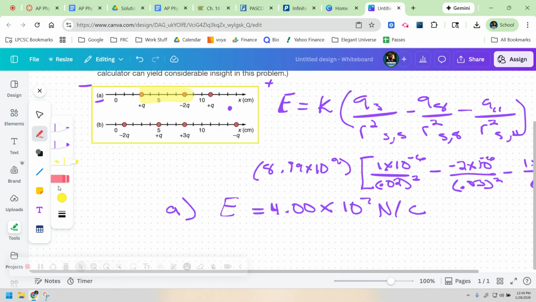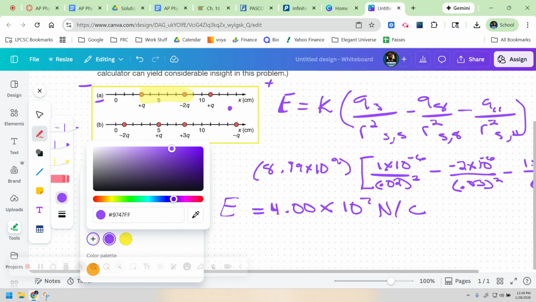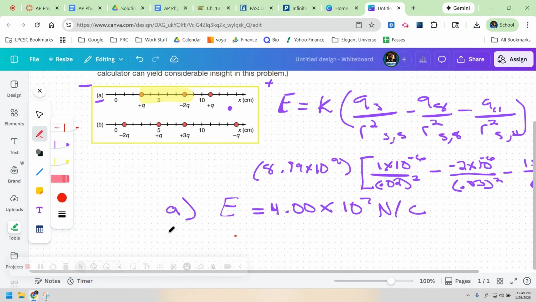So let's do this in a different color. So we'll do this in, let's do red. All right, we'll do red. Okay, so for part B, part B is a little more, it's not really challenging. So the total electric field has to have the same value for negative 2Q alone, right? So keep that in mind.